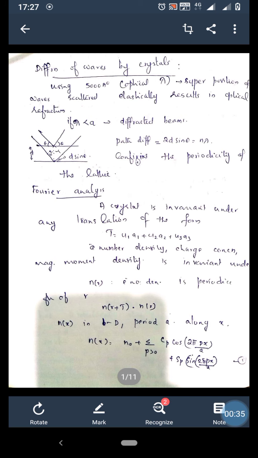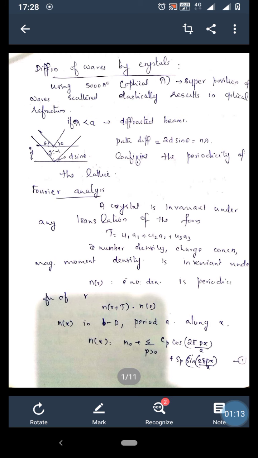If we are using wavelengths lambda far less than a, then we will get the diffracted beams. Or if we are using wavelengths of the order of X-rays, then we are getting information about the crystals. In this figure, d is the separation between two nearby planes, and theta is the angle of diffraction. If the path difference 2d sin theta is equal to n lambda, that corresponds to the condition for diffraction, which confirms the periodicity of the lattice also.